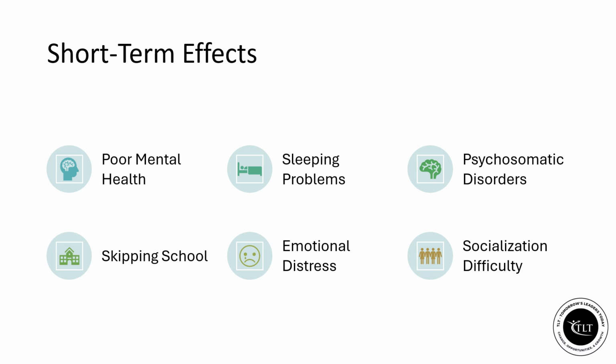As listed, short-term effects include poor mental health, sleeping problems, psychosomatic disorders, skipping school, emotional distress, and difficulty socializing with peers. This is a non-comprehensive list as short-term effects of cyberbullying occur in a wide variety, all of which have a negative impact on the victim's well-being. The immediate aftermath of online bullying is both pervasive and damaging. It is crucial to recognize and address these short-term consequences promptly to prevent long-term psychological or physical harm.